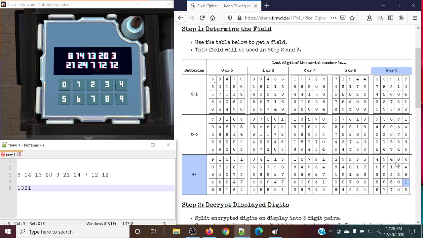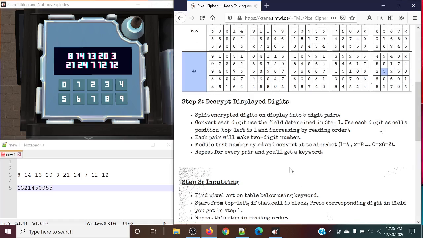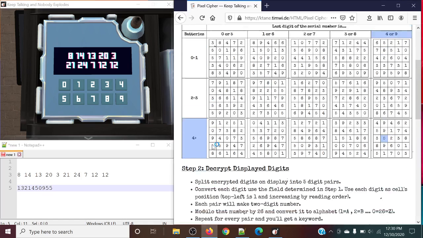3, in this case, is a 4. 21, 5, 10, 15, 20, 21 is a 5. 24 is a 0. And 7 is indeed, 5, 6, 7 is a 9. And then 12, 2 12s, is 5, 10, and that's 2 5s. Okay, so these are the digits that we've decrypted.